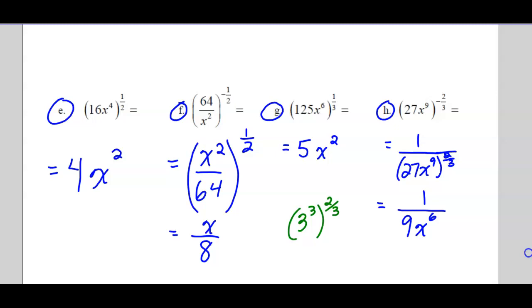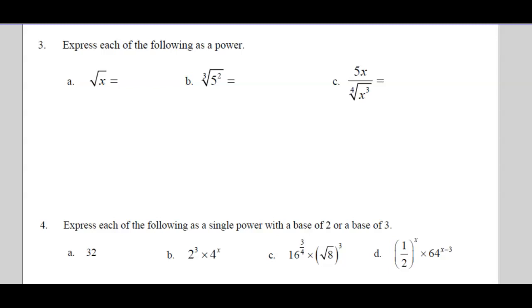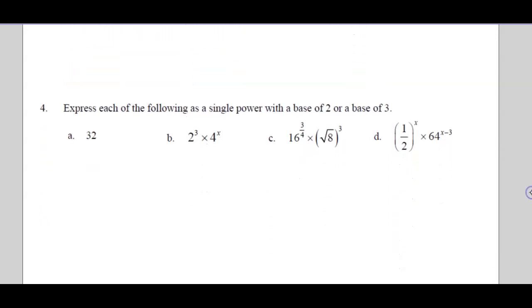Question 3 we're going to skip. We're going to go to question 4, because this is really what's going to end up being helpful at a certain point in this exponential function unit: expressing powers with the same base and then simplifying. It says express each of the following as a single power with a base of 2 or a base of 3. You can't do both. If you look at 32, I can't show that with a base of 3, but I can show it with a base of 2. 2 to the what is 32? To the 5.